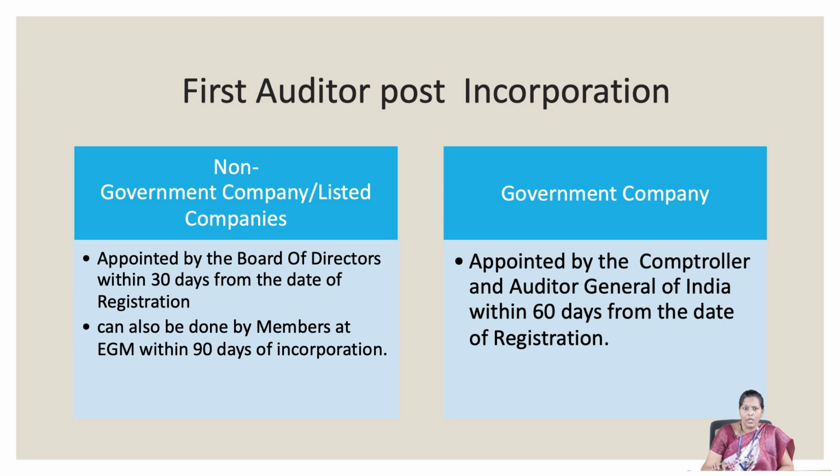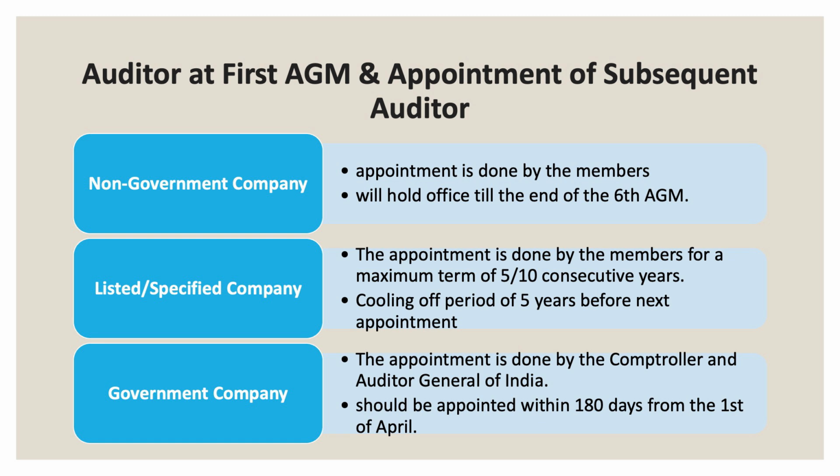Next, let's look at the appointment of the auditor at the first annual general meeting, as well as the appointment of subsequent auditors. In the case of a non-government company, the subsequent auditors would be appointed by the members and their term would be for a period of 5 years. And in the case of a listed company or a specified company, the auditor would be appointed for a maximum period of 5 years, or for 2 consecutive terms, that is for 10 years.